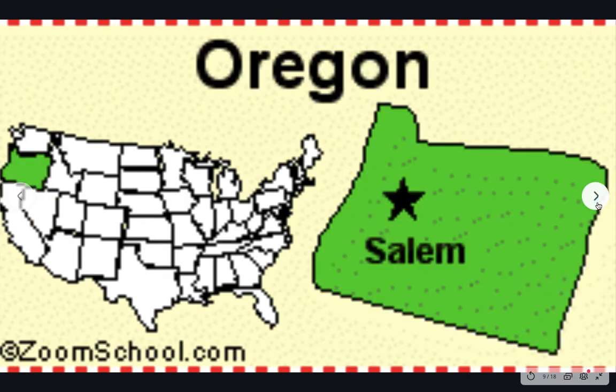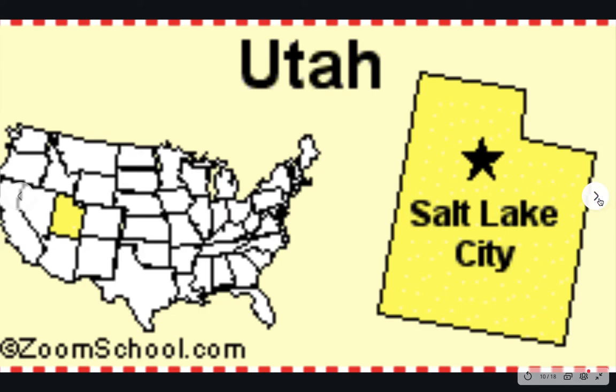Okay, and then we have Oregon. The capital of Oregon is Salem. And Oregon is located to the left of Idaho. So here's Idaho with its long skinny point, and here is Oregon. And right below Oregon is California and Nevada. Now we have Utah. The capital of Utah is Salt Lake City. And Utah is located right here on your map. It's just below Idaho and just to the right of Nevada.